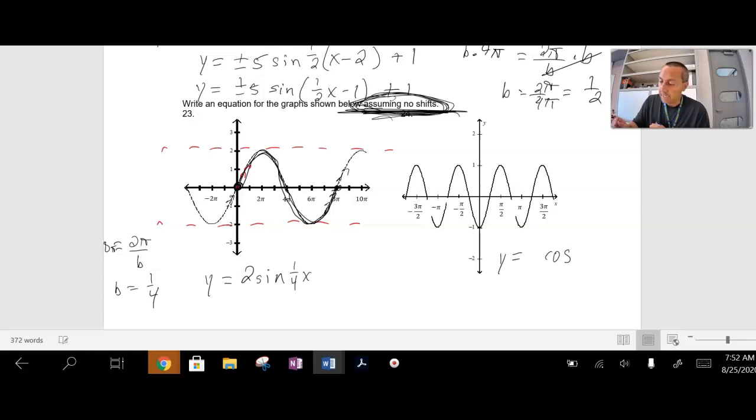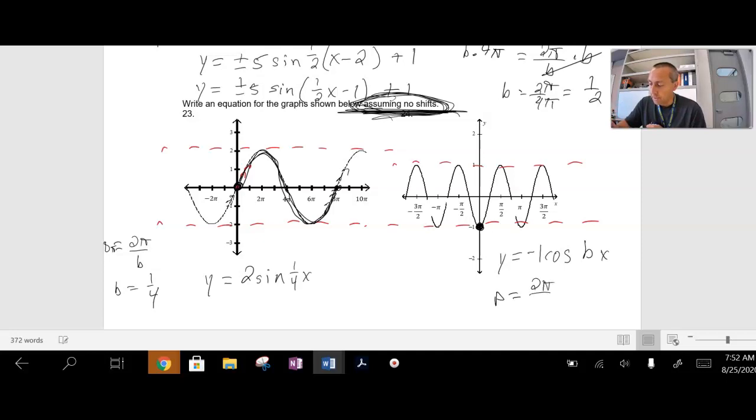We can look at how far up and down we go. So we're going up to a positive 1. We're going down to a negative 1. However, since this one is starting here at a negative 1, that tells us that our a needed to be negative. So we'd have a negative 1 times the cosine. We would need to figure out our b.